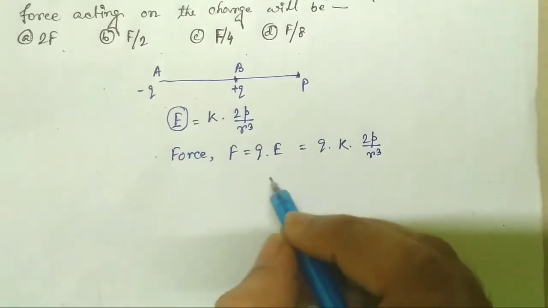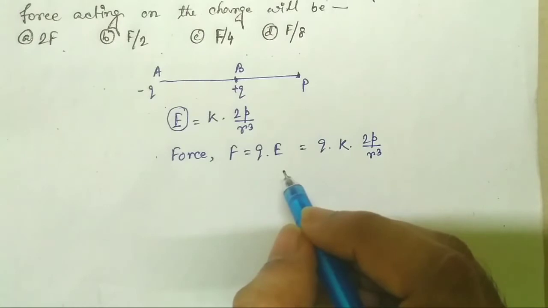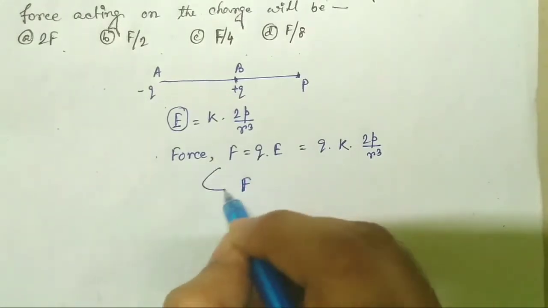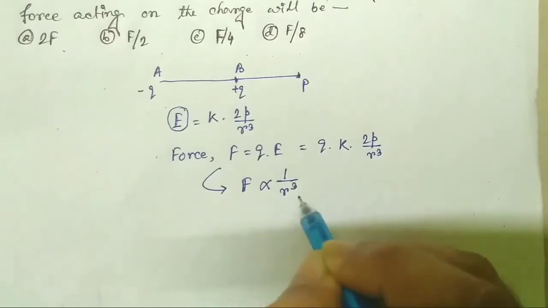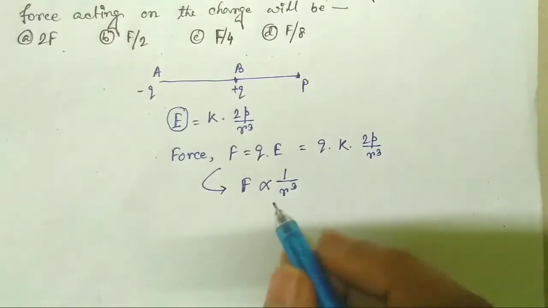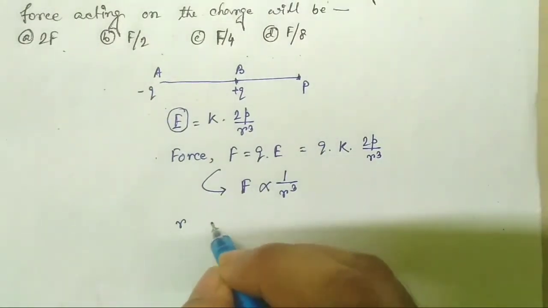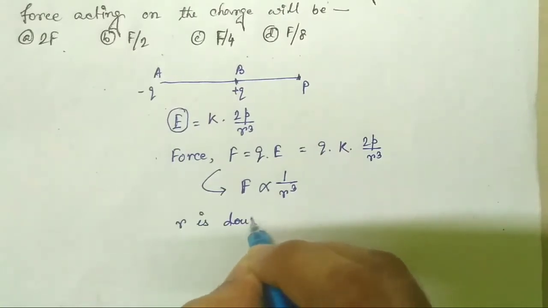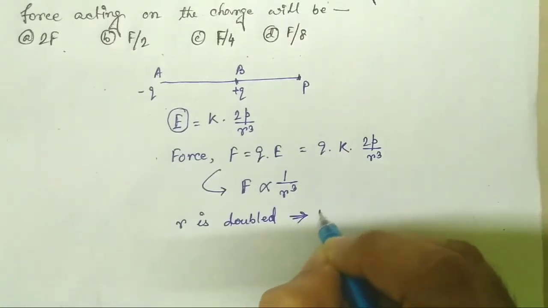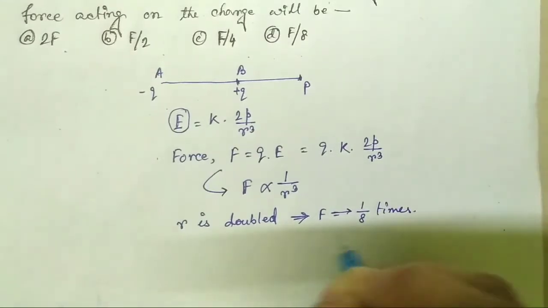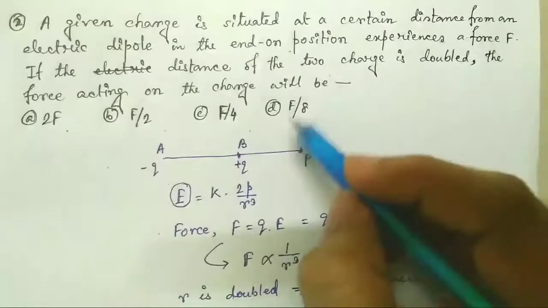Now, the distance of the two charge is doubled. From here we can write F is inversely proportional to R cube. If R is doubled, then F will be 1 by 8 times. That is, F prime, the new force, will be F by 8. So option D will be the right answer.